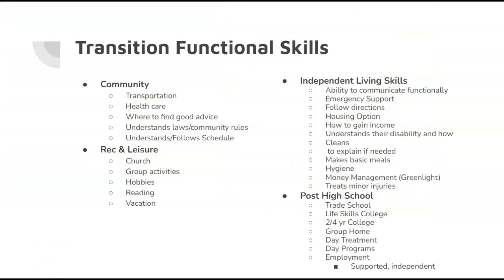So as our children continue to grow, they're getting into that transition age, we still need to continue to work on functional skills. So there's 3 to 4 different areas that we are looking for as a child is graduating or turning 18 to 21. We are looking at community, rec and leisure, independent living, and what are they going to do for continued training post high school. So those are the 4 areas that we're looking at.